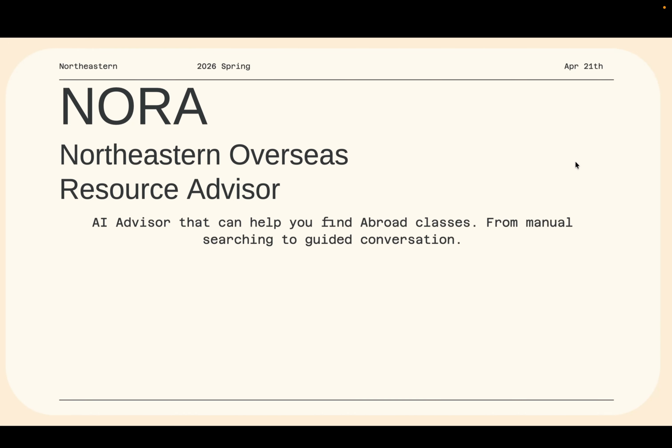Okay. Hi everyone. Today I'm gonna walk you through NORA, which is the Northeastern Overseas Resource Advisor. It's a tool that we built to help Northeastern students plan their study abroad courses. So the core idea is simple. Instead of clicking through dozens of tables and spreadsheets, or going through those old websites that Northeastern has, students can have a conversation with NORA, and we're going from a manual search to a guided conversation.